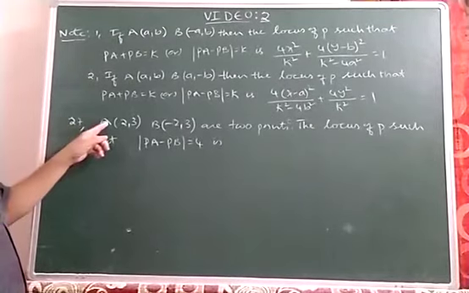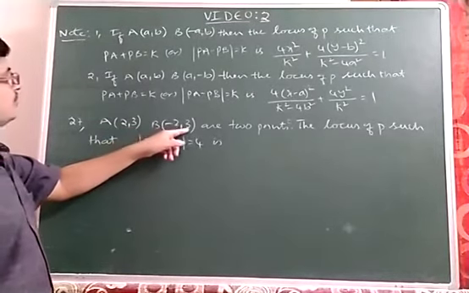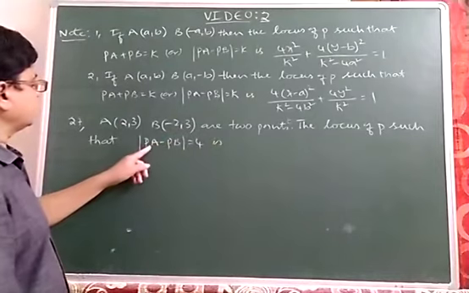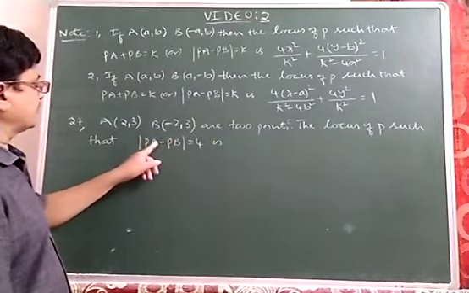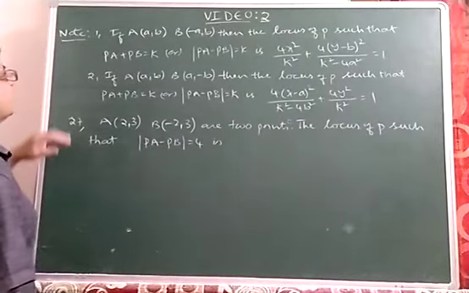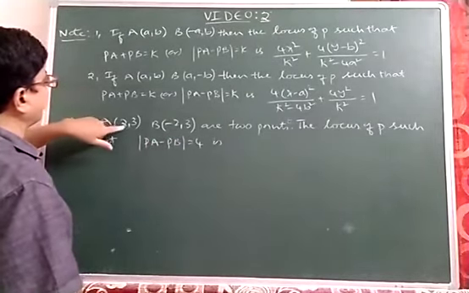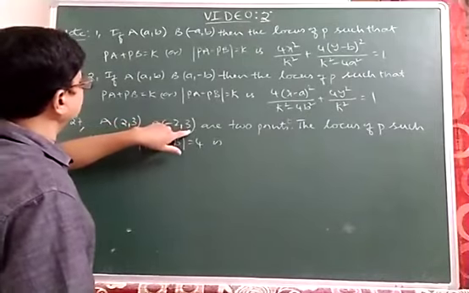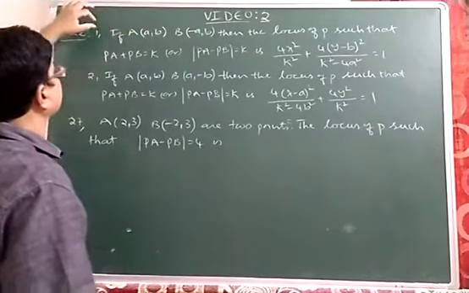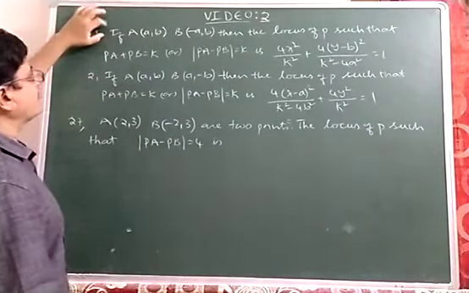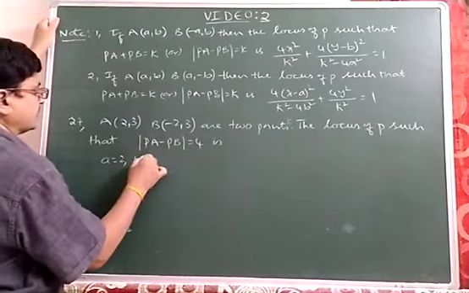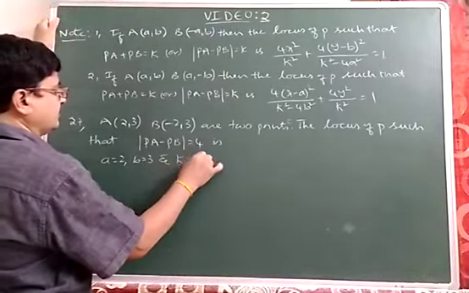27th problem. A (2, 3), B (−2, 3) are two points. The locus of P is such that the difference of distances PA and PB is equal to 4. So here, comparing, A is (2, 3), B is (−2, 3). So we apply note number 1, where small a is equal to 2, small b is equal to 3, and k is equal to 4.